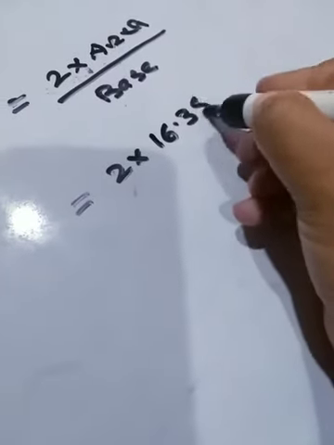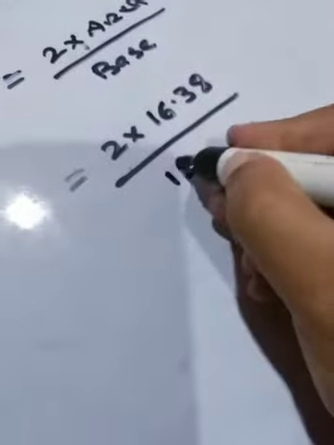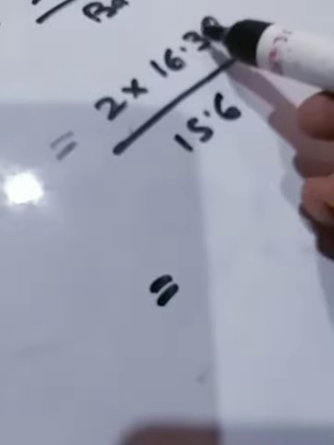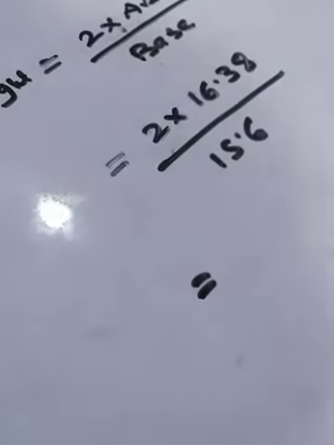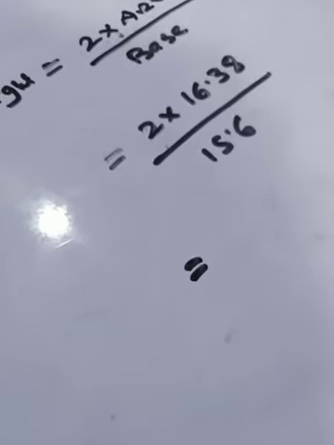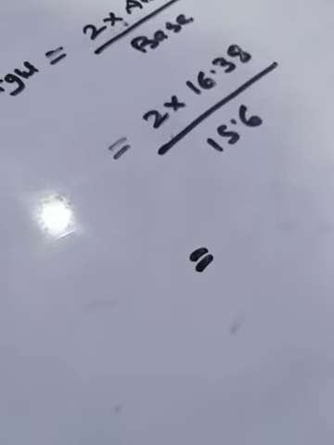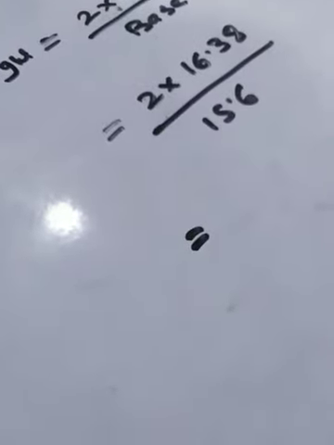Now what is the area given? 16.38. So write it down, 16.38. And what is the base given? That is 15.6. Now last time I said to convert this decimal into the fractional form, so definitely you will do the same thing, but before that you just multiply these two, that is 16.38 into 2. It will make your work more easier, students.